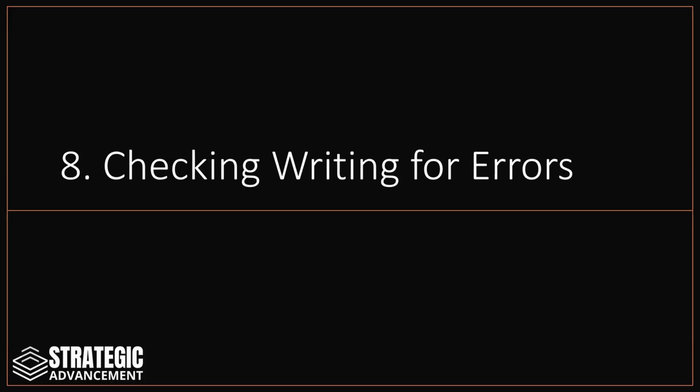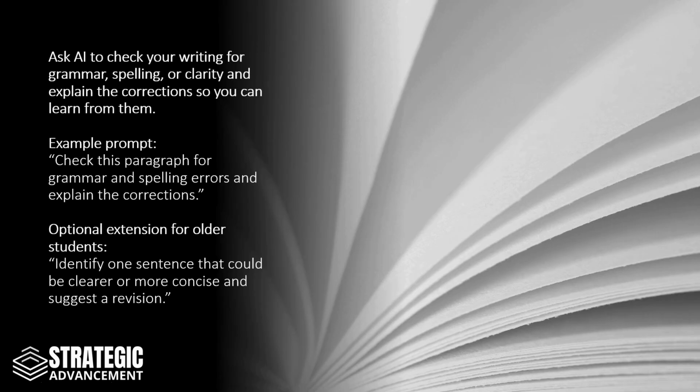Here are three quick examples of how students might use AI to support the editing process. Ask AI to check your writing for grammar, spelling, or clarity, and explain the corrections so you can learn from them. Example prompt: Check this paragraph for grammar and spelling errors and explain the corrections.